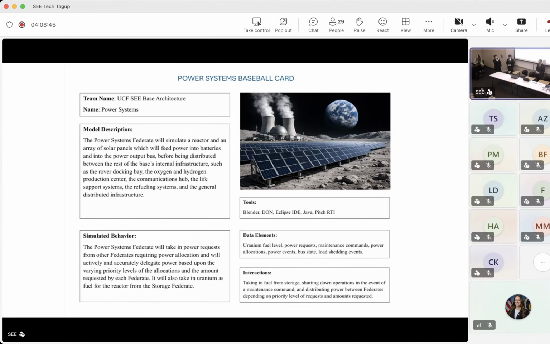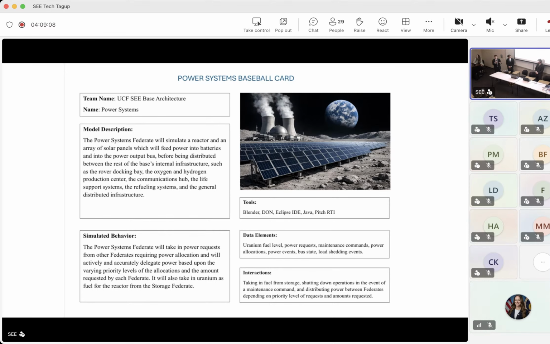So now for our Power Systems Federate, which is the first of our 2 federates we are contributing to this simulation. This is the baseball card for our Power Systems Federate. The Power Systems Federate is essentially going to generate and distribute electricity for the lunar base. It does this by simulating 4 independent control cycles, 1 for a nuclear fission reactor, 1 for a solar panel array, 1 for a battery, and 1 for a power output bus.